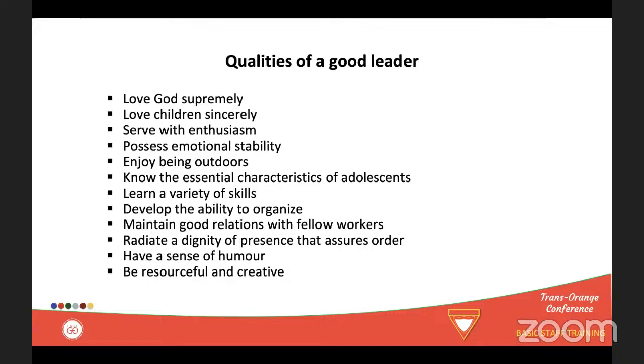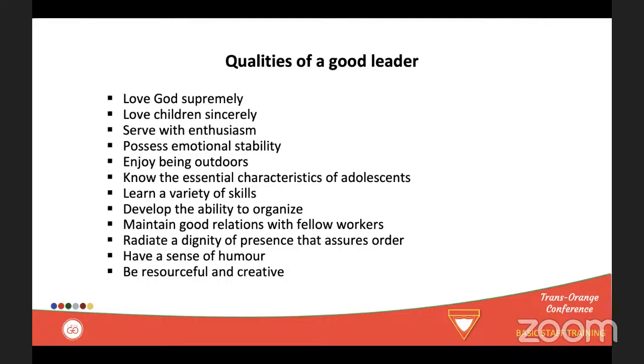Know the essential characteristics of adolescence. It's very important so that you know the age group that you are dealing with, whether you are working with the Adventurers or the Pathfinders. You need to know their characteristics. You must know that, okay, now I'm dealing with 14 years, and this is how they are. Okay, now I'm dealing with 5 years. Oh, the 5 years, these are small kids. How do I work with the little ones?